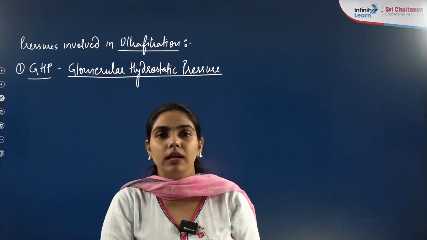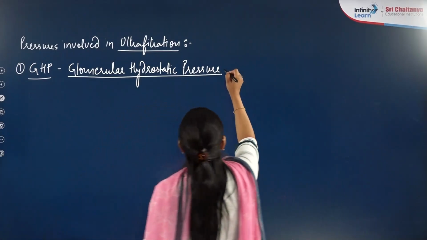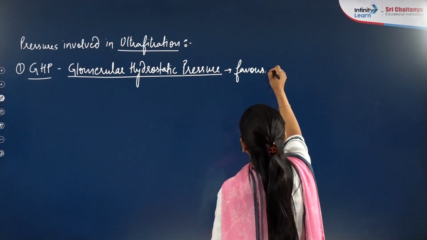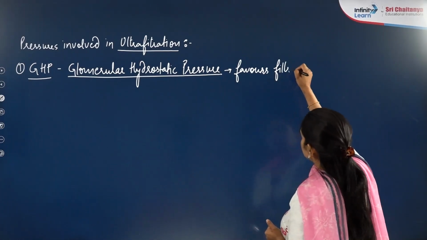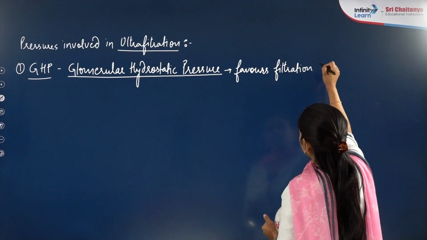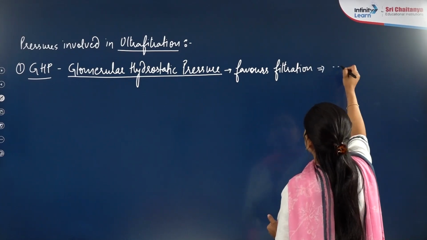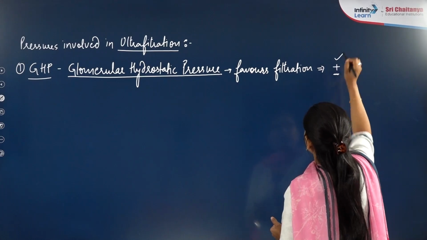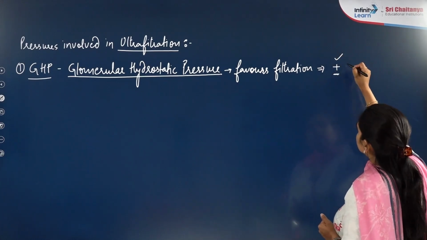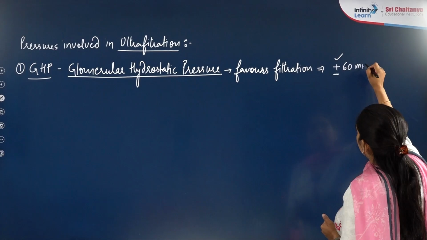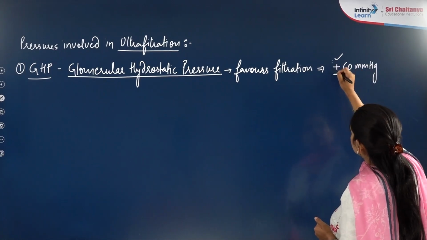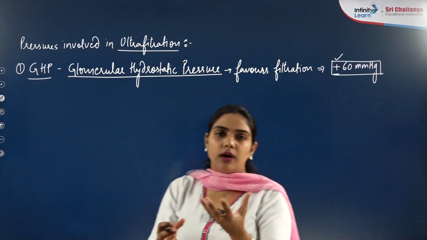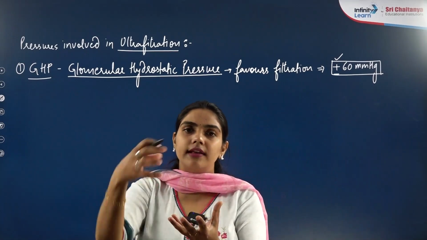So will it favor the filtration or will it oppose the filtration? Tell me. It will favor the filtration. That is why we will represent it by a plus sign, right? This plus sign is for the favoring. It is plus 60 mm of Hg. This is your GHP, just like you are straining the tea.